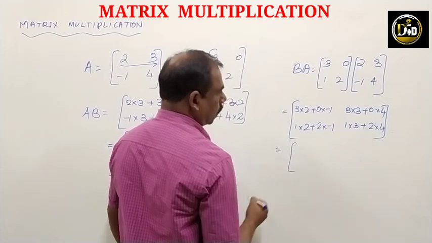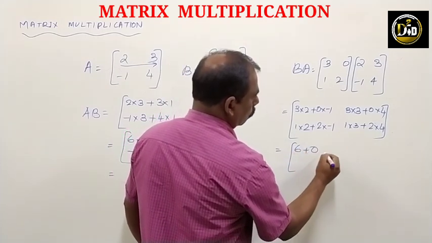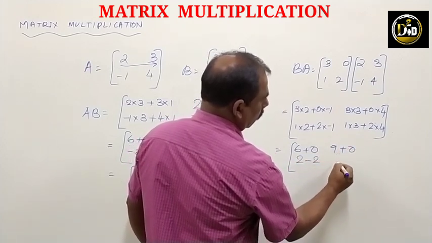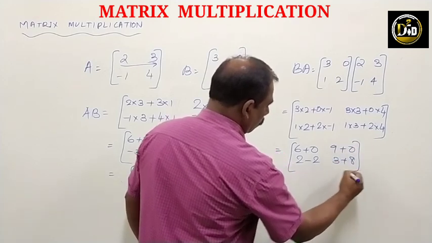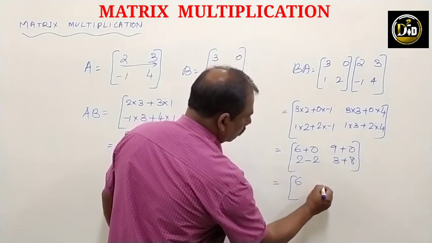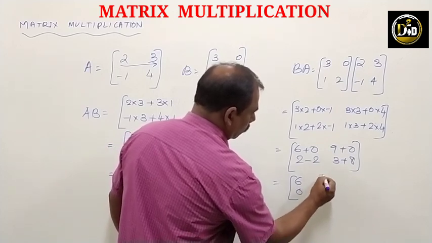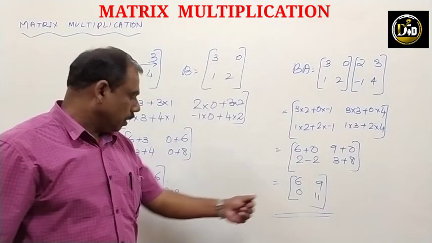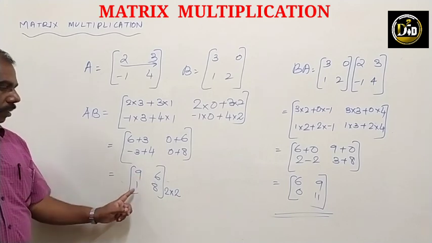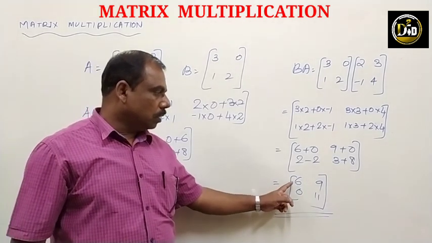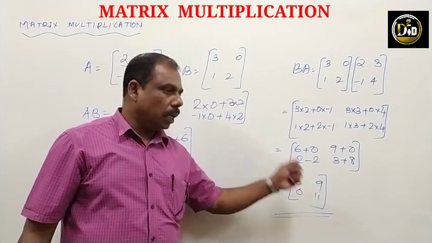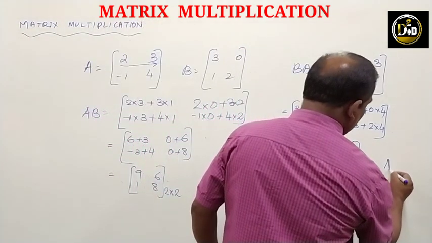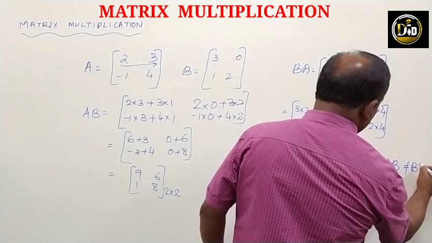We find the answer as 6 plus 0, 9 plus 0, 2 minus 2, and here it is 3 plus 8. Further on simplification, we get 6, 9, 0, 11. Now look at both the products, A into B and B into A. A into B is equal to 9, 6, 1, 8, whereas B into A is equal to 6, 9, 0, 11. In this example, it's very clear that A into B is not equal to B into A.